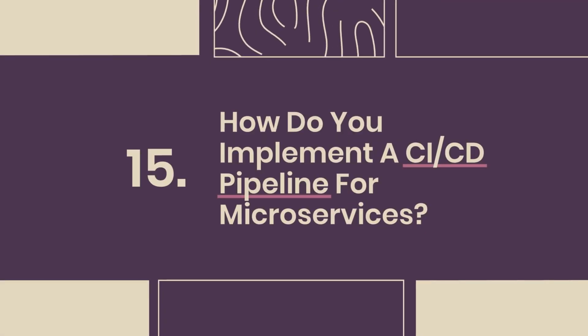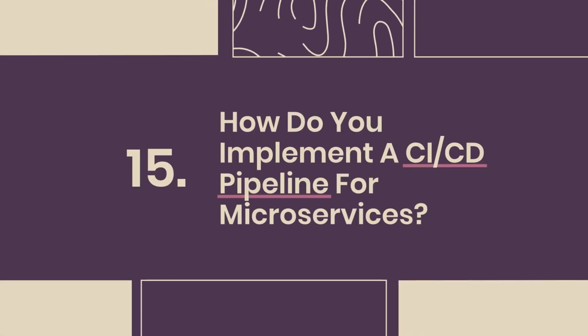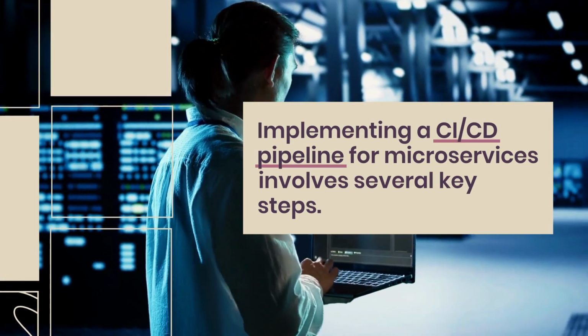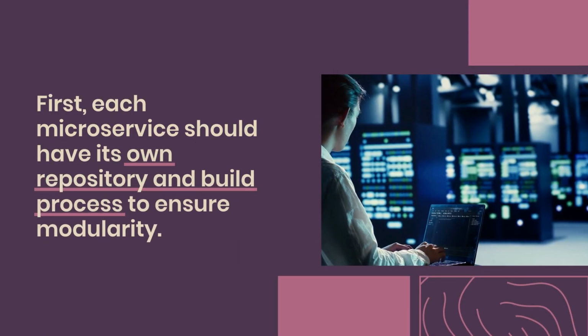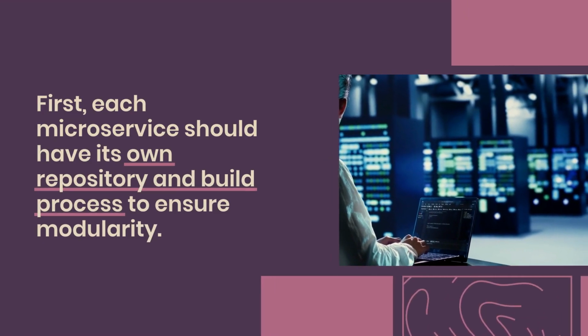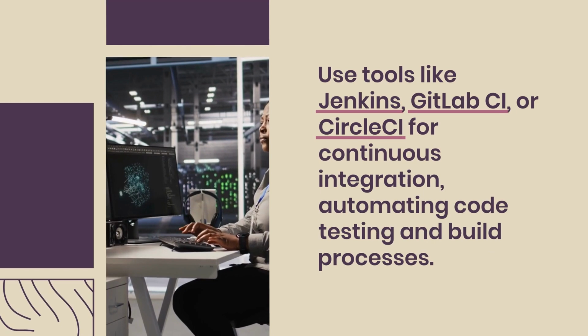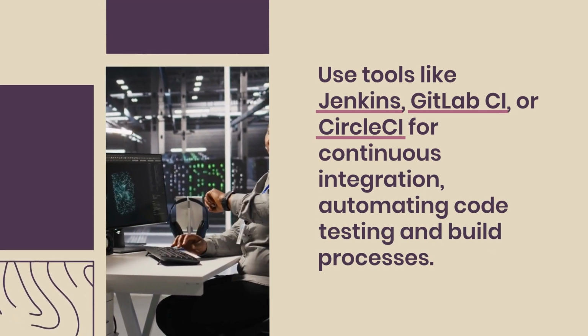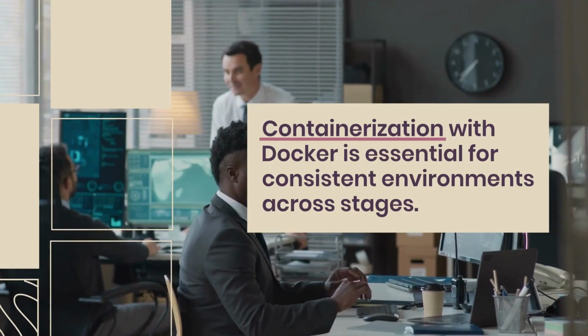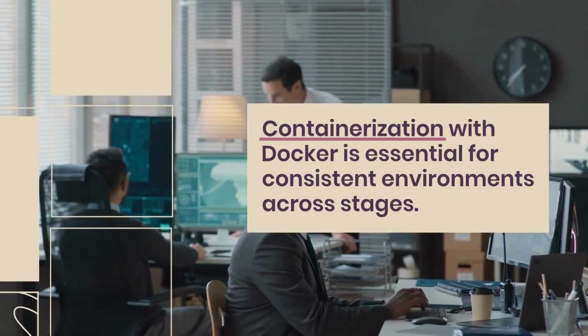15. How do you implement a CI/CD pipeline for microservices? Implementing a CI/CD pipeline for microservices involves several key steps. First, each microservice should have its own repository and build process to ensure modularity. Use tools like Jenkins, GitLab CI, or CircleCI for continuous integration, automating code testing and build processes. Containerization with Docker is essential for consistent environments across stages.